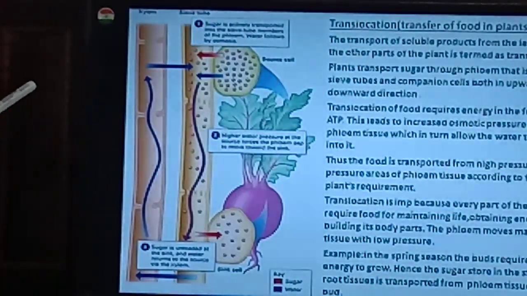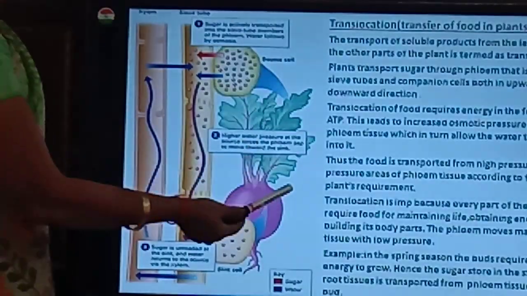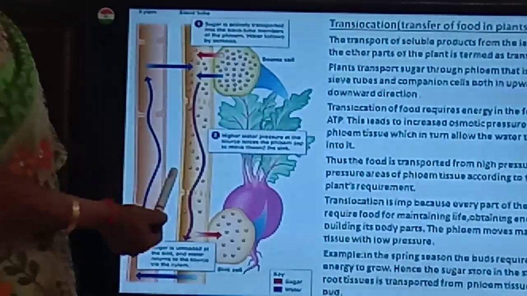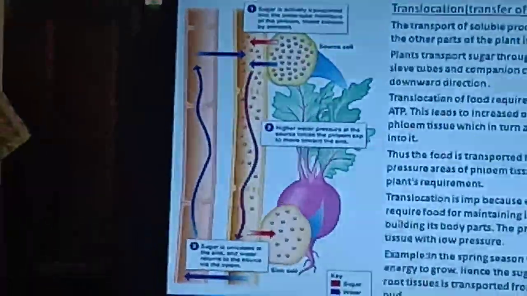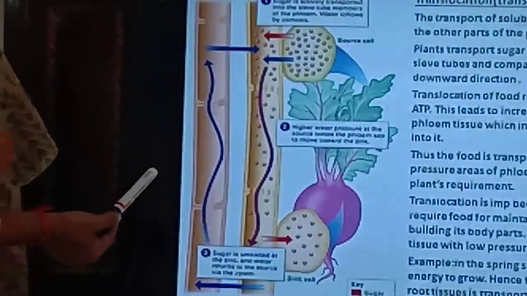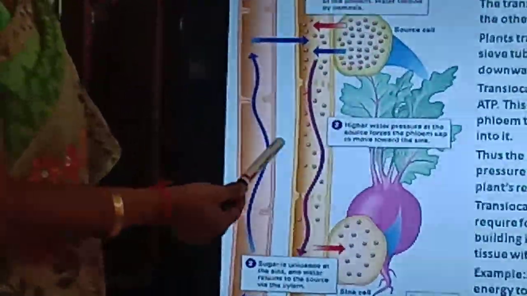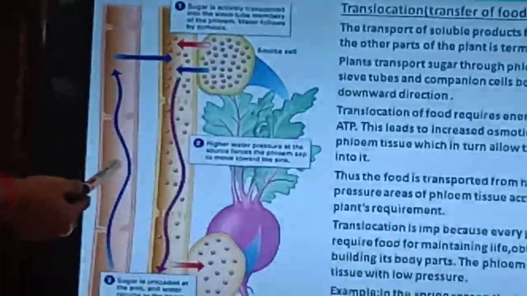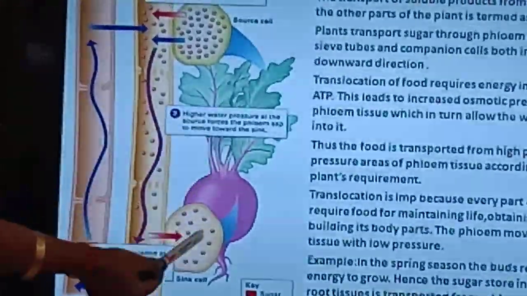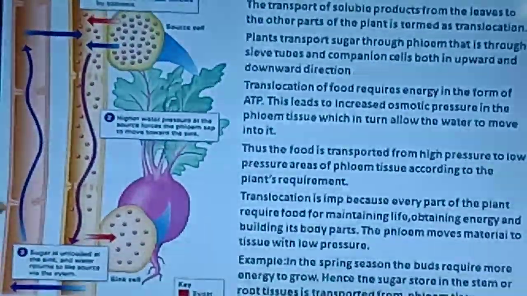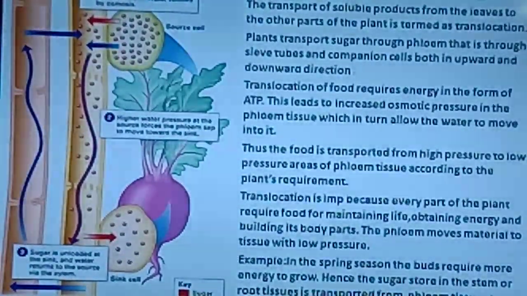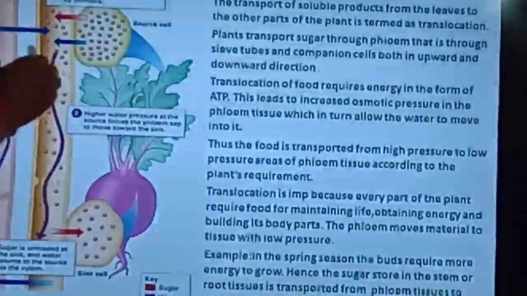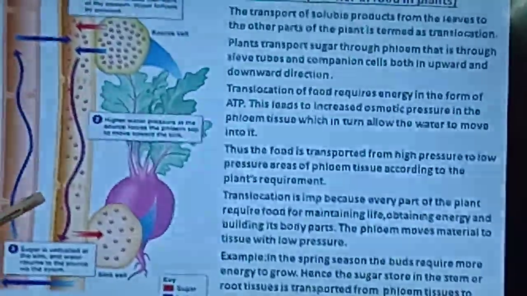Now look at the diagram here. I'll just zoom it. You can see this. Okay, so you can see the clear picture here. So the food is transported from high pressure to low pressure areas of phloem tissue according to the plant's requirement.